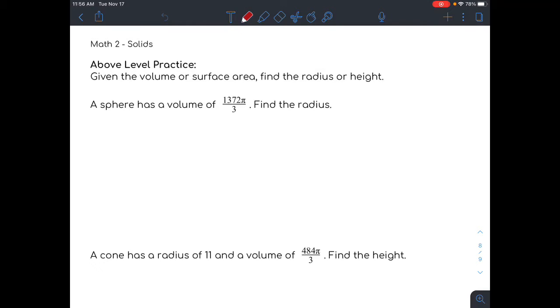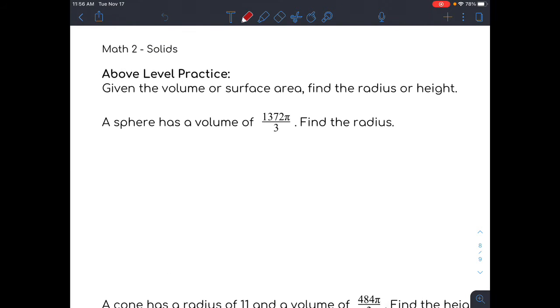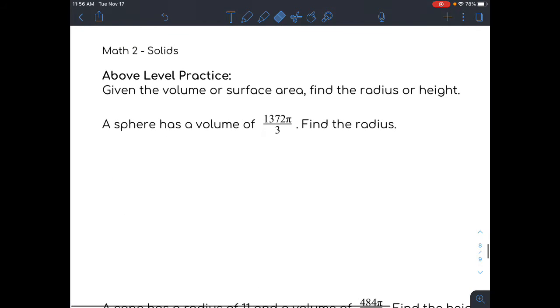You might see problems regarding volume and surface area where they give you the volume or the surface area of a shape and then they ask you to find some other part like the radius or the height. And so let's look at a few examples here.